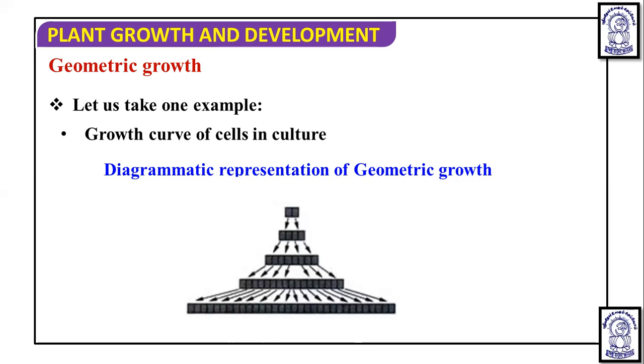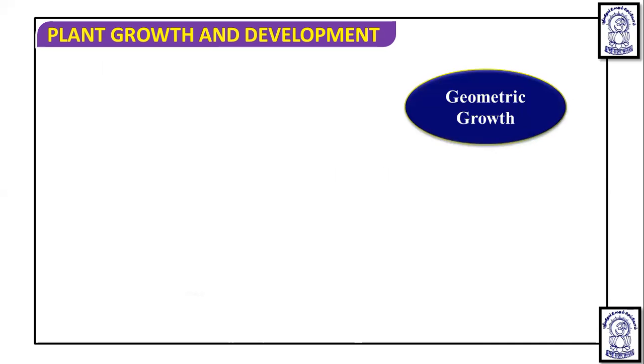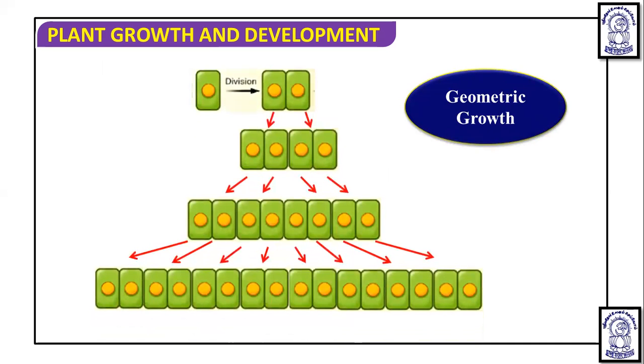So the diagrammatic representation is like this. You can see here these two cells are there. Both are dividing and forming four cells. These four cells are forming eight cells. Eight cells are forming 16 cells. 16 cells forming 32 cells. So here no one is stopping its division. So geometric growth can be exemplified here.